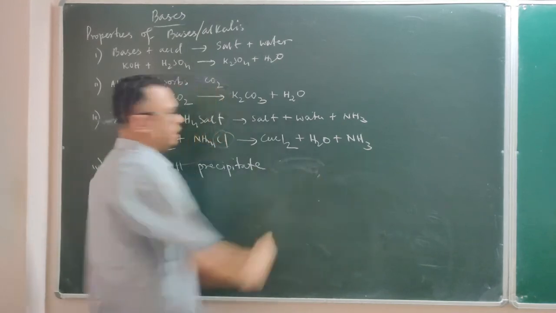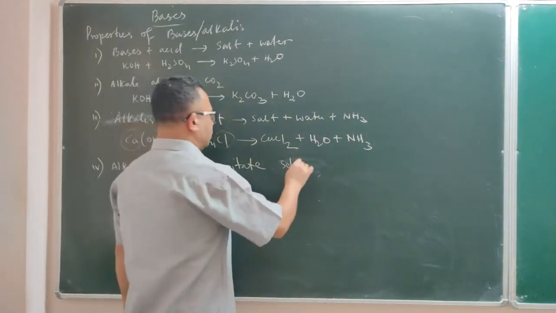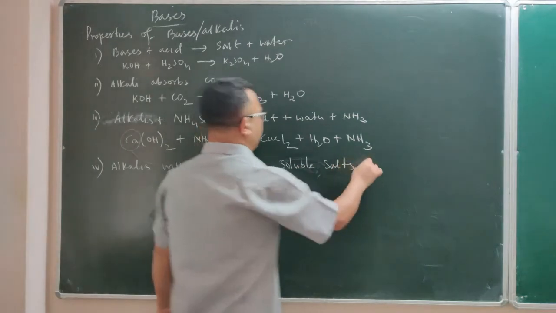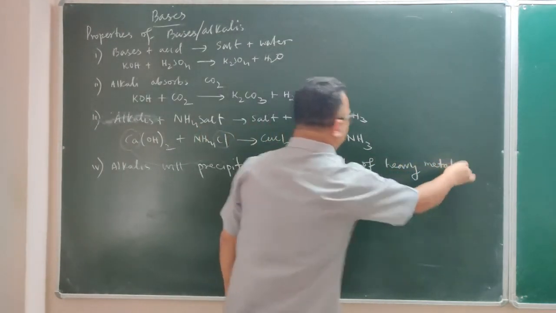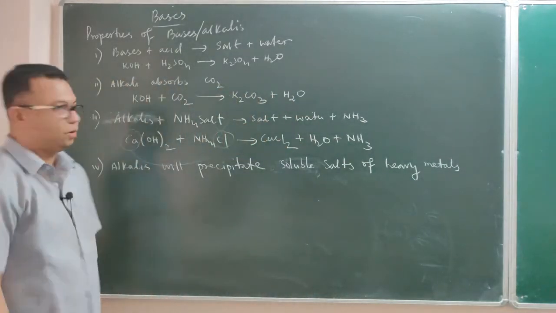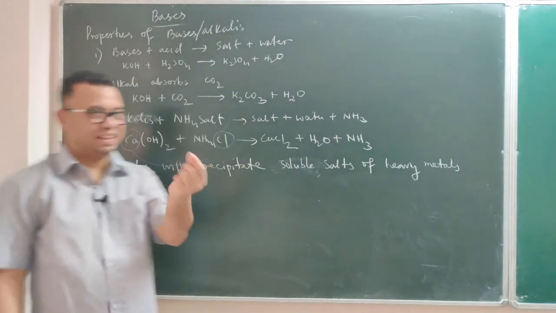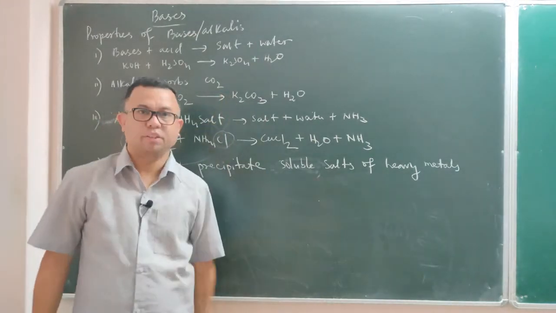Okay, so let me not write about color and all. Soluble salts of heavy metals will be able to precipitate. Precipitate means a very colorful precipitate will be formed. Precipitate means that a very thick, curdy kind of substance will be formed in the test tube. So that is what your precipitate is.